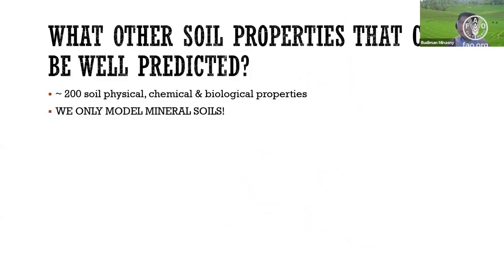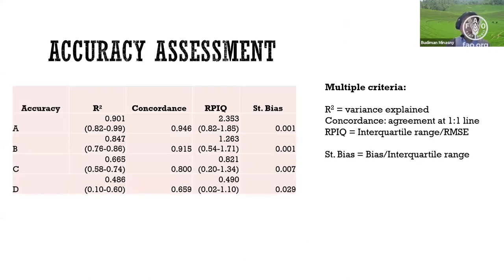So those are the basic properties that we know the spectra is responding to, but there are also other properties that have been measured, and then we ask, can they be predicted? So again, the US laboratory has about 200 soil physical, chemical, and biological properties. So we run some modeling, and then we want to figure out which ones are well predicted and which are not. To do that, we group them into four categories of assessment, A, B, C, D.